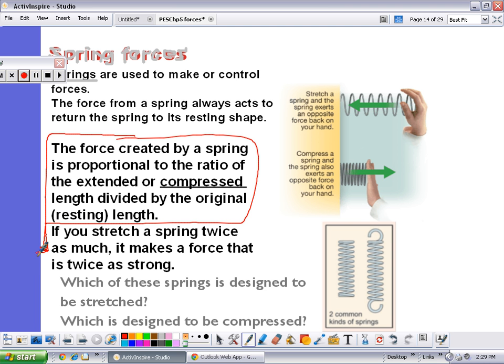So basically, think about a rubber band as similar to a spring. As you pull it back a little bit, it's not going to snap back as much as if you pulled it back twice as much. So we have different springs that will do different functions, whether they're compressed springs or expanded springs.